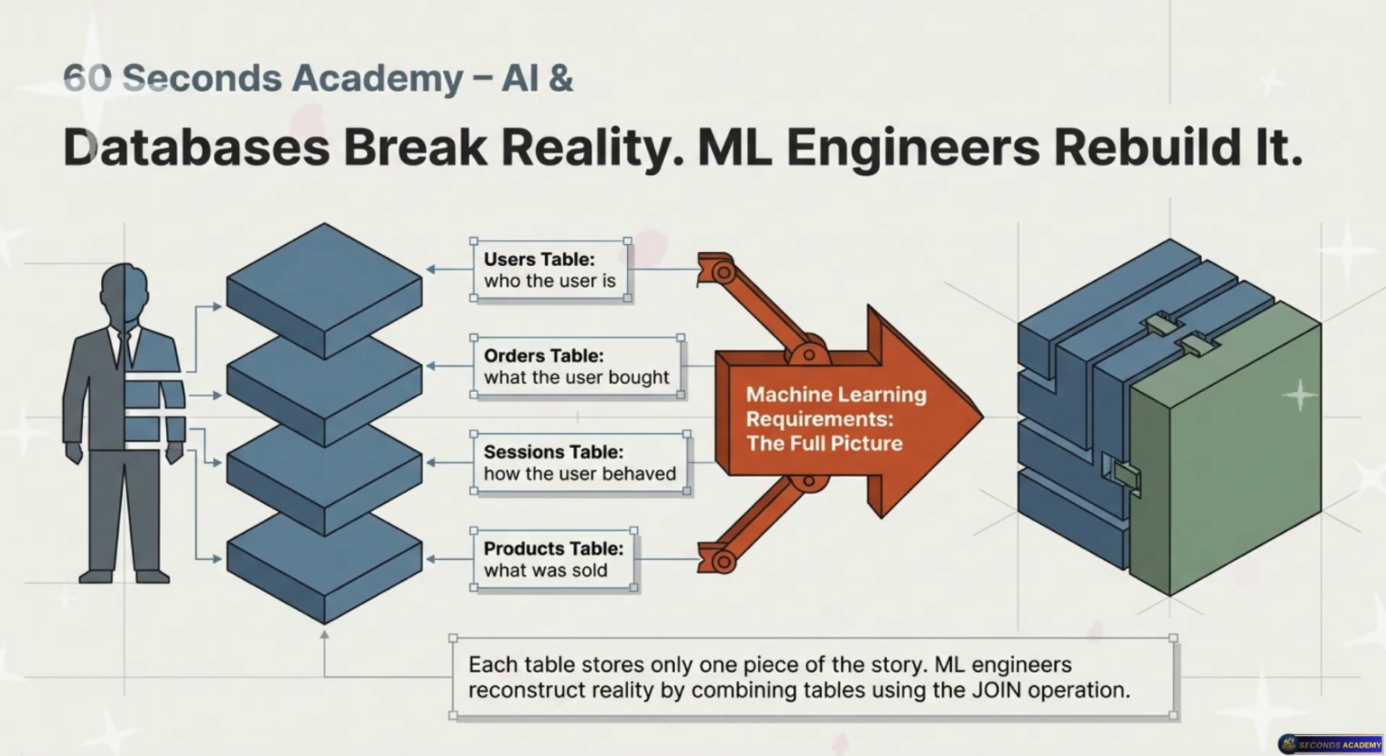Right. Exactly. You end up with a users table for who the user is, an orders table for what they bought, a sessions table for how they behaved, and maybe a products table for what was actually sold. But a machine learning model can't learn from fragments. It needs the full picture. It absolutely needs the full picture. Which is why today's mission is to explore what we call the third SQL pattern, the join.